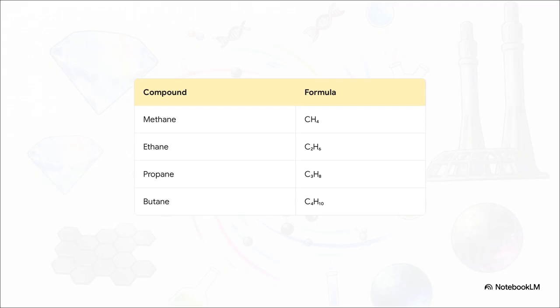Methane is CH4. Ethane is C2H6, propane is C3H8, butane is C4H10. Do you see the pattern there? Every single consecutive member simply tacks on an extra CH2 block. The fundamental chemistry stays similar, but the molecule just gets bigger and heavier as you go down the line.